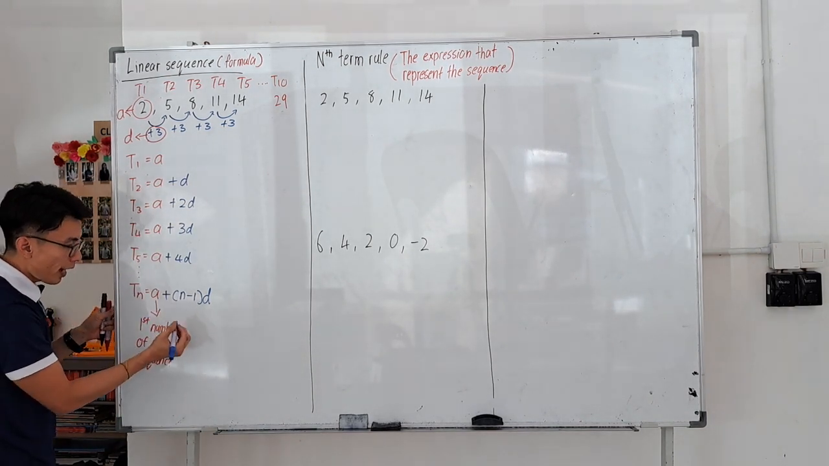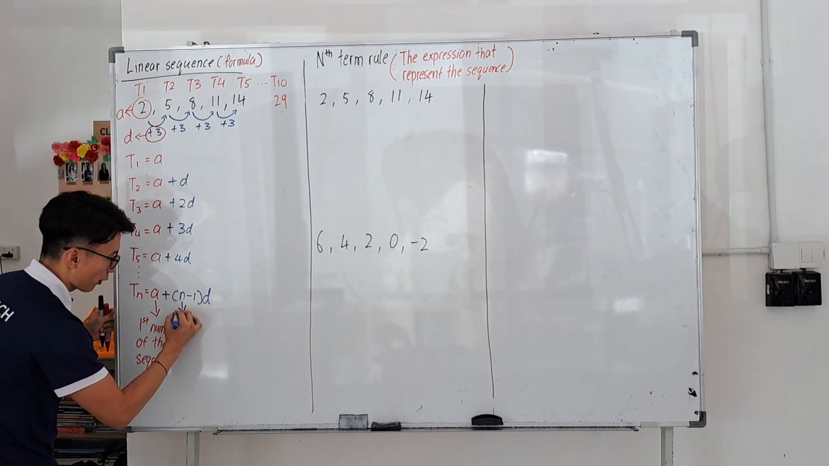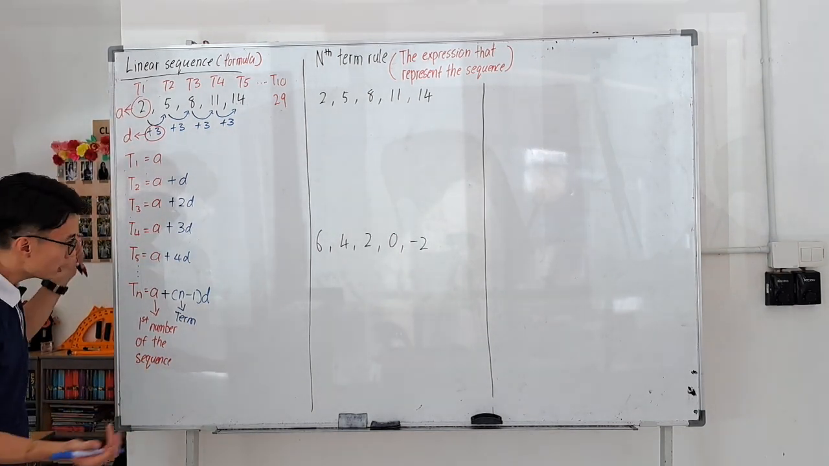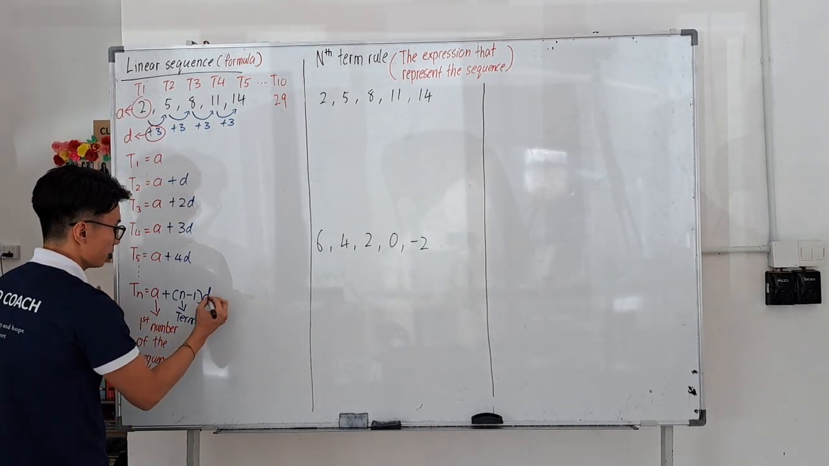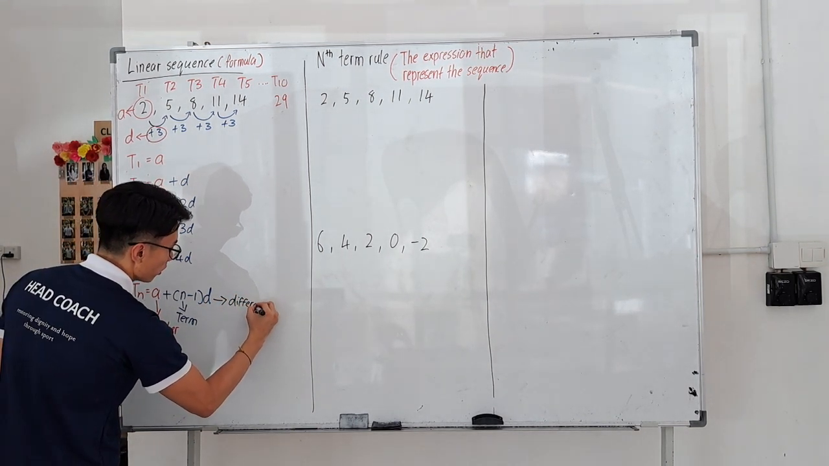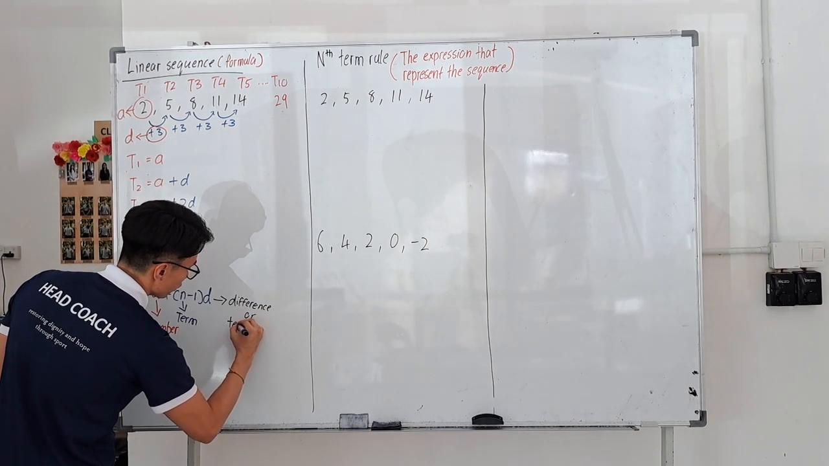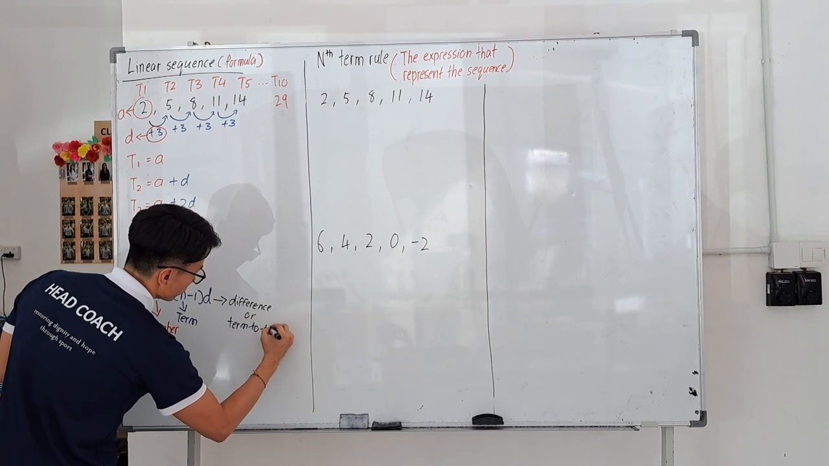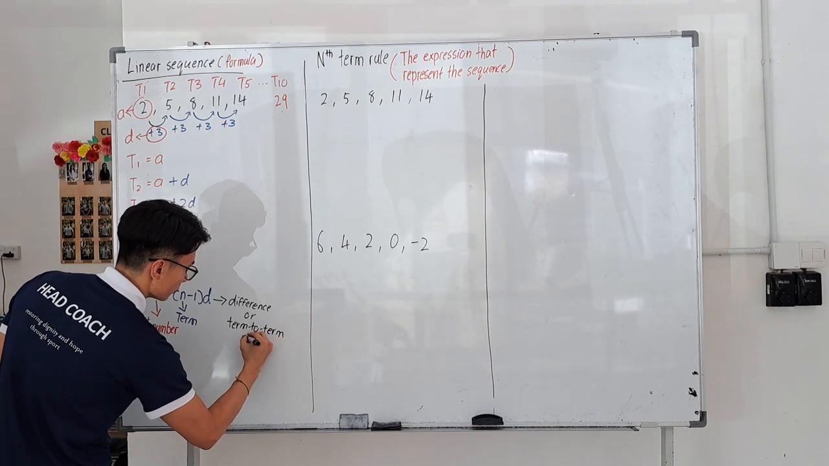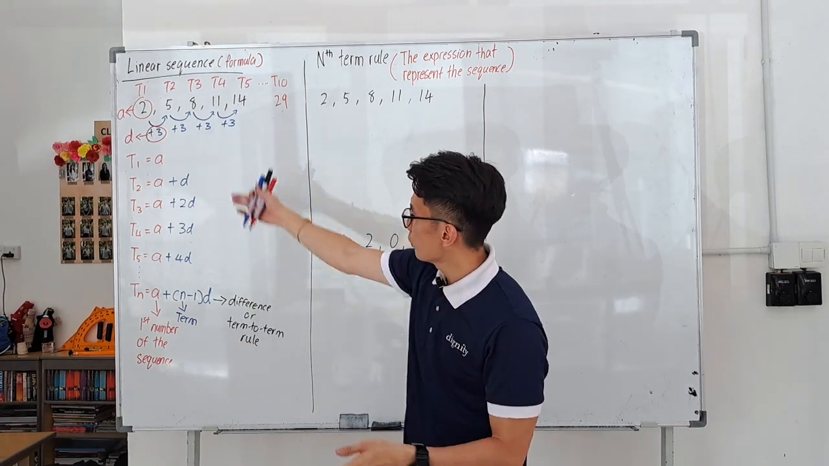The n over here is always referring to the term, whichever term you are interested in. And the d over here is referring to the difference, or we can also say the d over here will be the term to term rule. So that's basically it. So that's how we prove this formula over here.